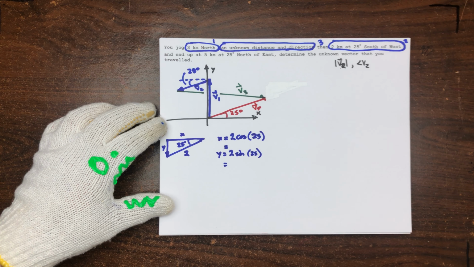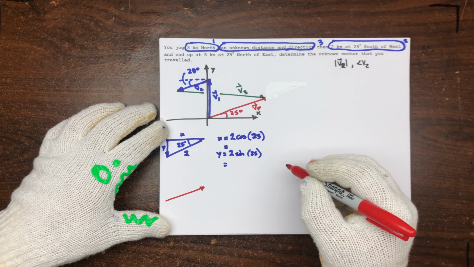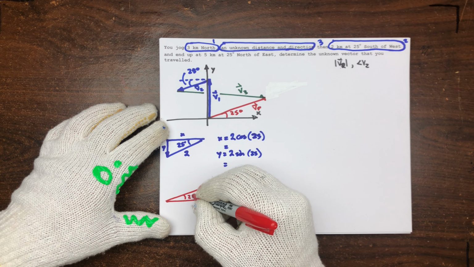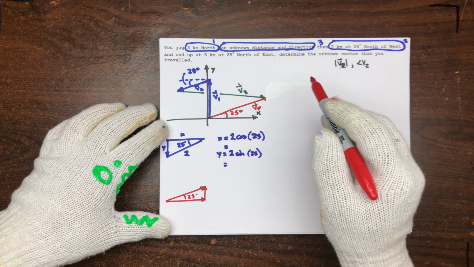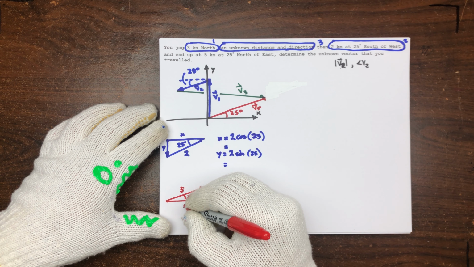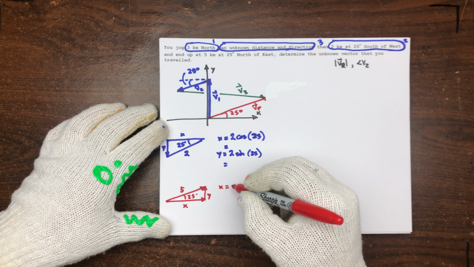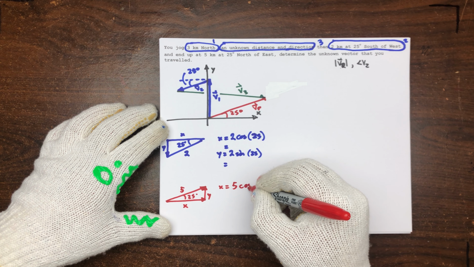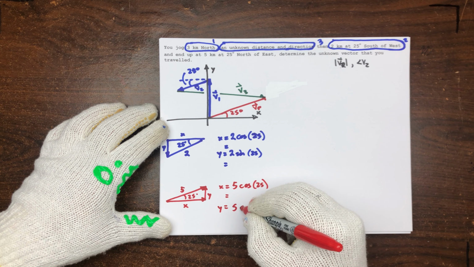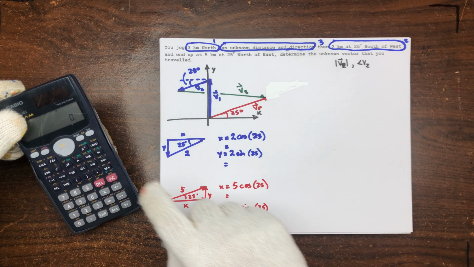Okay, we have one more. We have the final vector, so this is going to be at 25 up. A lot of 25s here. So 25 up, and the distance was 5 kilometers. Okay, and we'll call this X, we'll call this Y. So then X is equal to 5 times cosine of 25, and Y is equal to 5 times sine of 25. And now we can do some math.